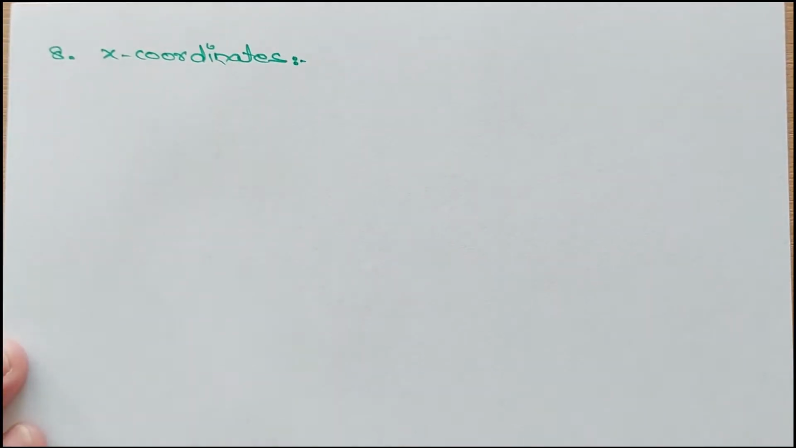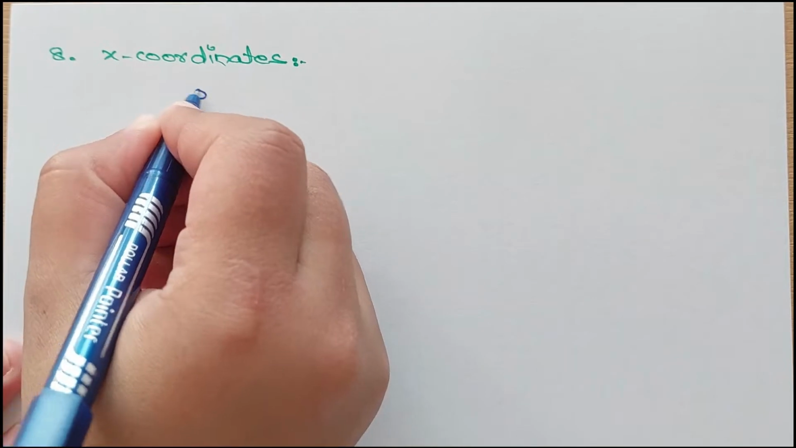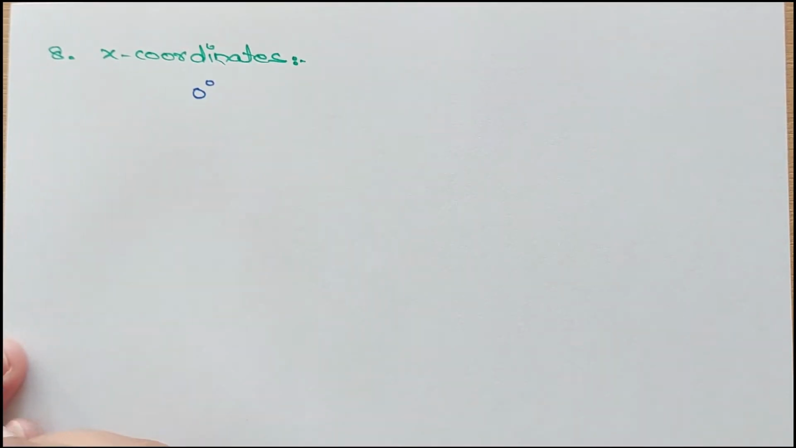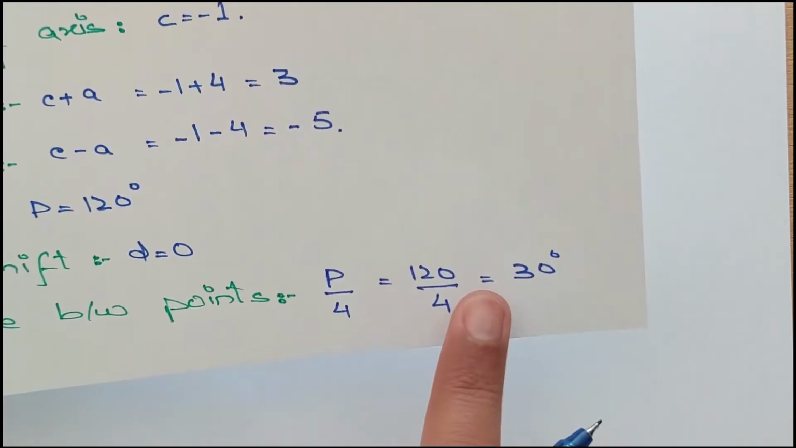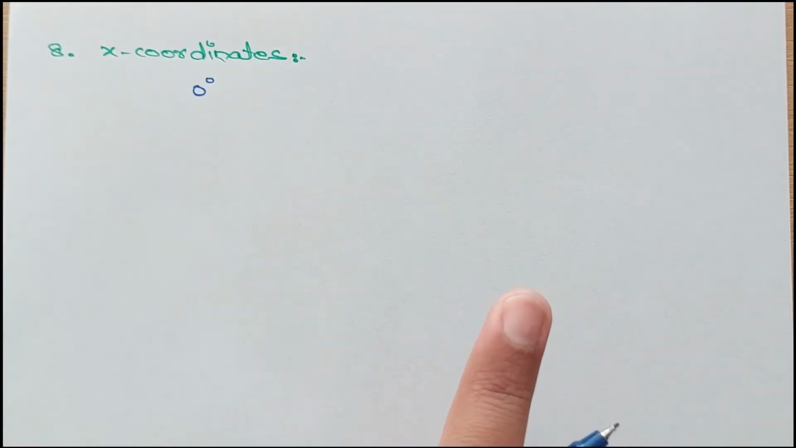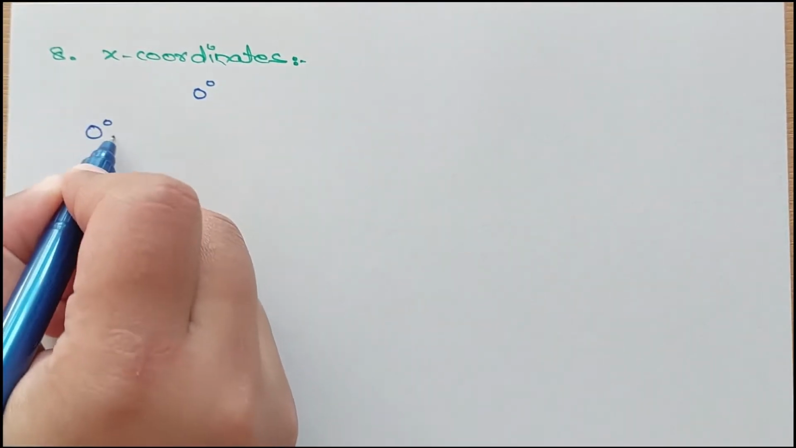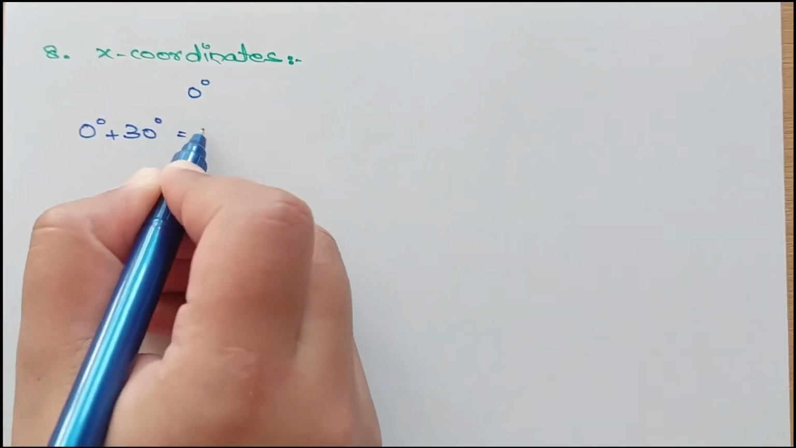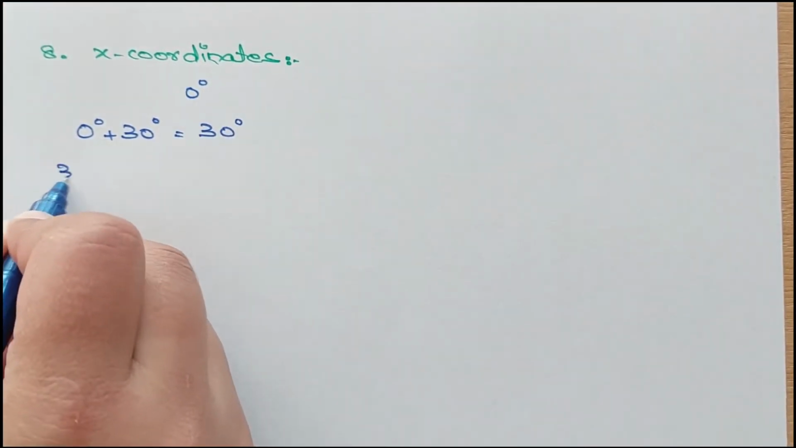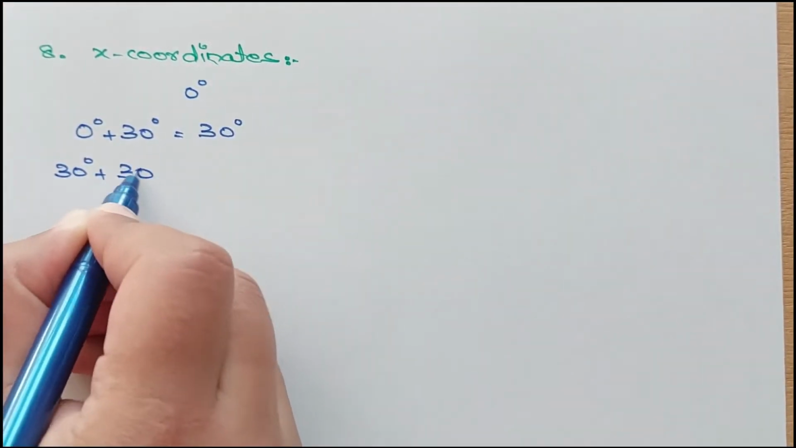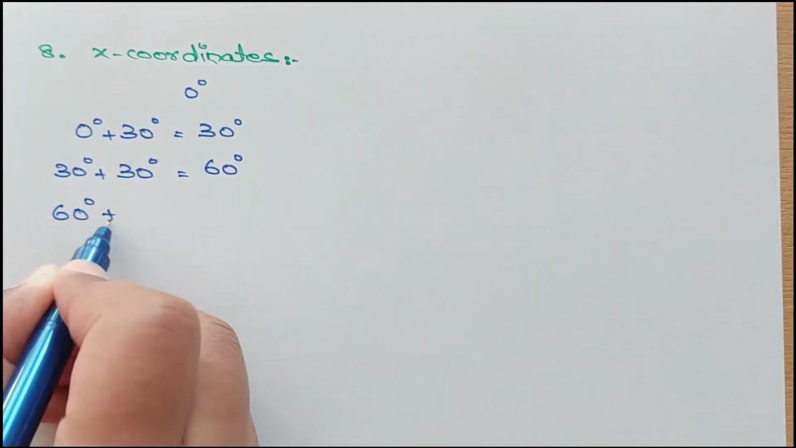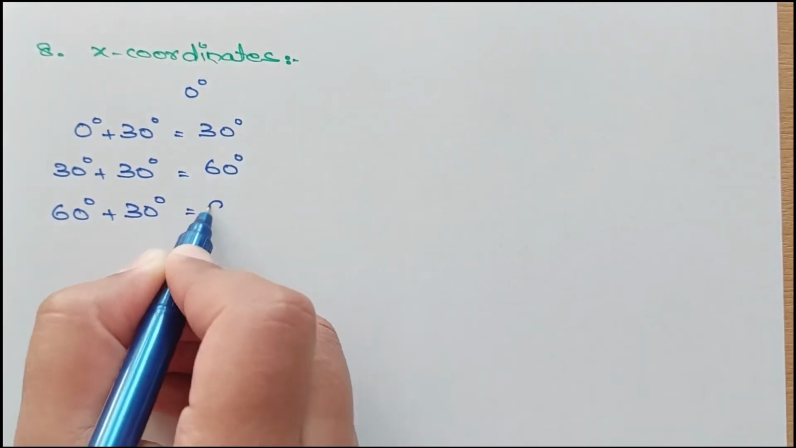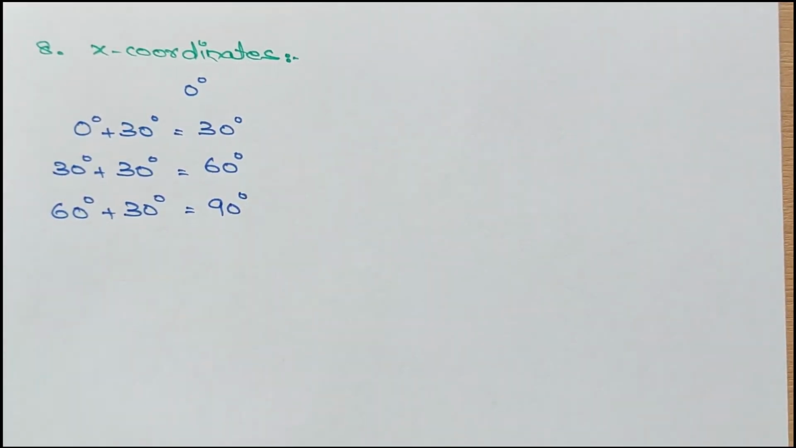So keep in mind, the x coordinate starts with a phase shift. We have the phase shift that is 0 degrees, and then we add the distance between points each time. The distance between points we have is 30 degrees, so we add 30 degrees each time, right? So from 0, adding 30, the next point is 30 degrees, and then adding 30 again, 30 plus 30 is 60, and then 60 degrees plus 30 equals 90 degrees. Since we have the domain till 90, we have to stop over here, right?